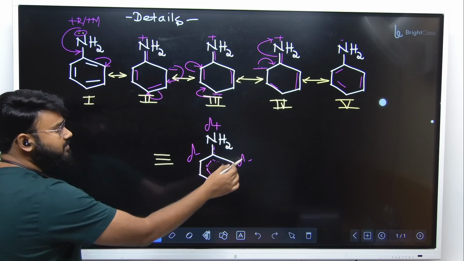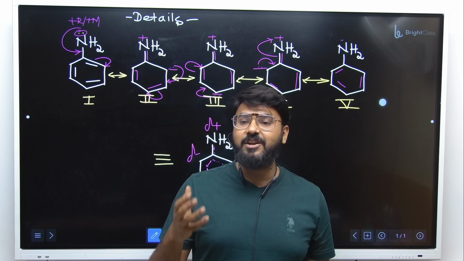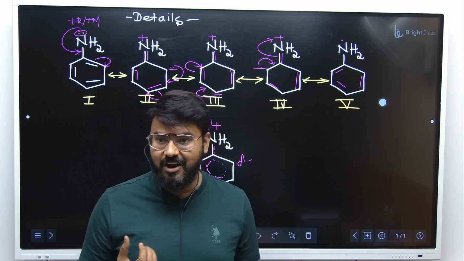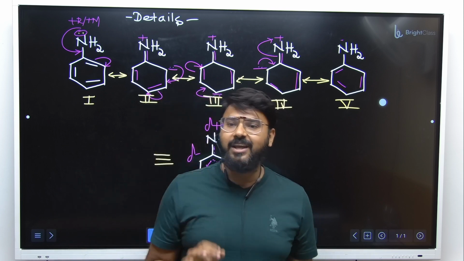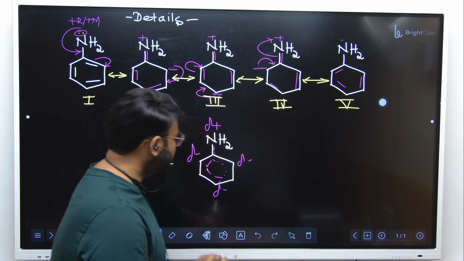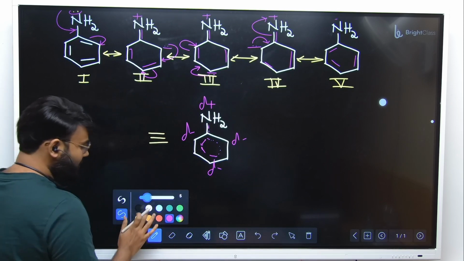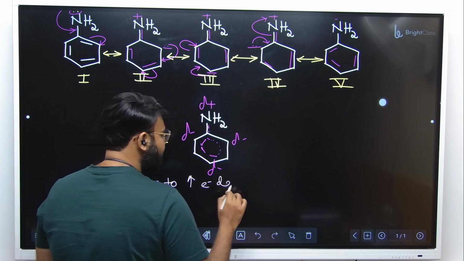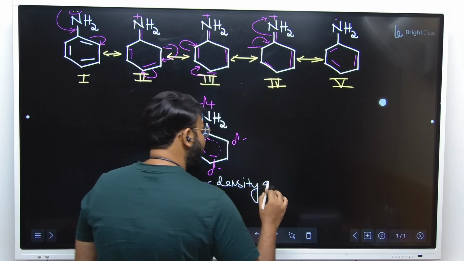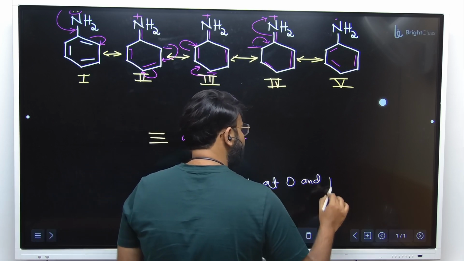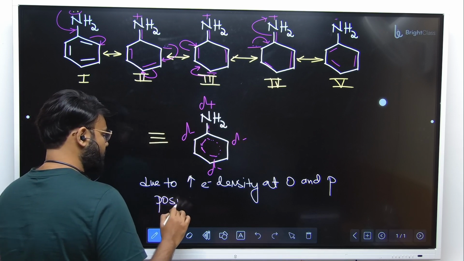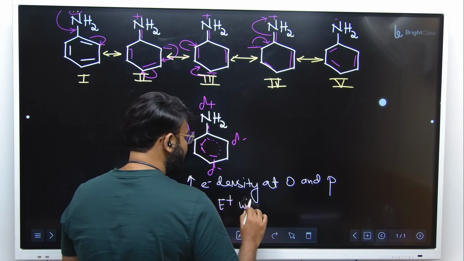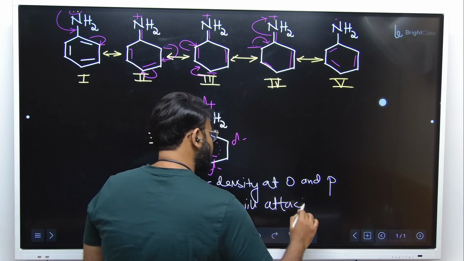At ortho and para position, there was a negative charge. It means electron density is more. And an electrophile is an electron hungry species, an electron loving species. So it will attack only where electron density is more. So write down the conclusion: due to high electron density at ortho and para positions, the electrophile will attack here.